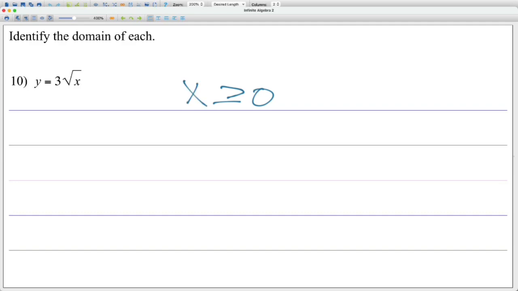x greater than or equal to 0, and that is the domain. There's no more to solve. And yes, you have to put the little crazy braces around it. It's braces, not brackets. Brackets look like this one. I know braces go on our teeth, but all right. Let's do number 11.